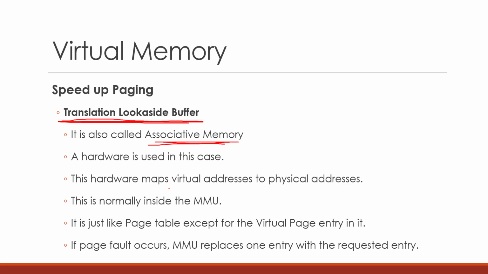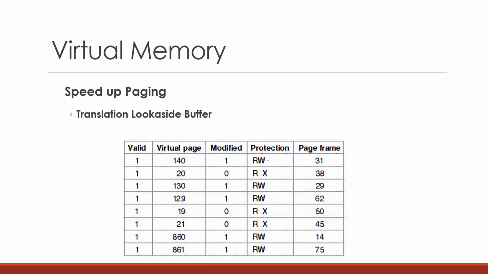Now in this case what it does is, it maps virtual addresses to physical addresses, or logical addresses to physical addresses. And normally this register is inside the MMU. Let me show you this over here. This buffer, or this register, actually contains the information of the virtual pages, and those are mapped to those specific frames, right? And this is a hardware.